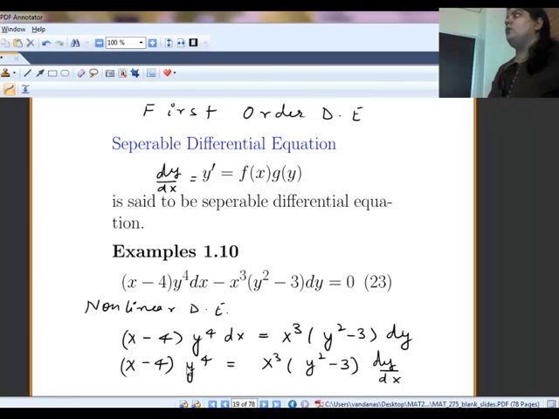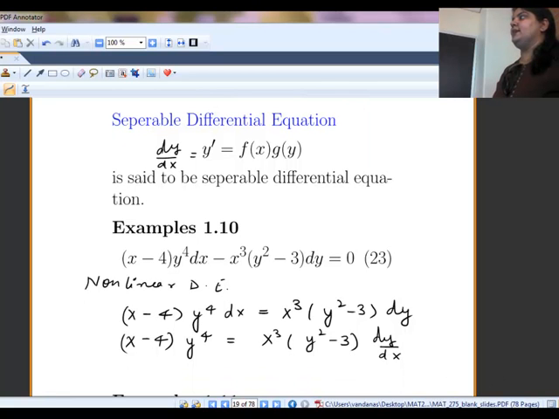Okay, so now dy over dx starts showing up, and I still have these functions here. So let me divide by the left hand side. So I will get here x minus 4 y to the power 4 divided by x cube y square minus 3.